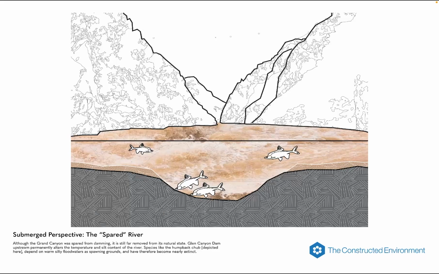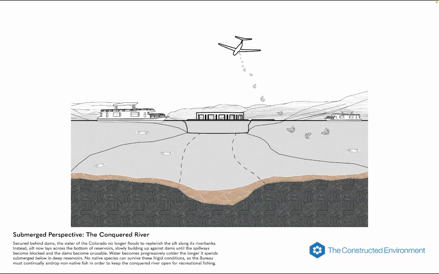Although the canyon was spared from damming, it is still far removed from its natural state. Glen Canyon Dam upstream permanently alters the temperature and silt content of the river. Species like the humpback chub, depicted here, depend on warm, silty floodwaters as spawning grounds, and have therefore become nearly extinct. Another perspective might be the conquered river.